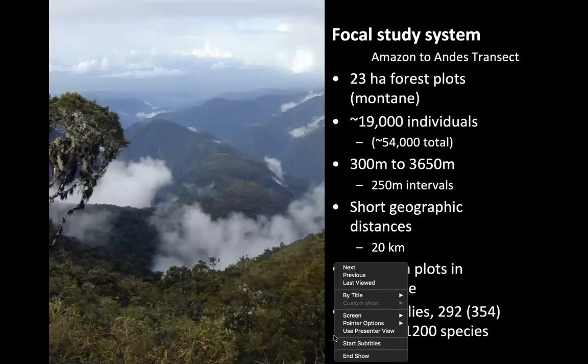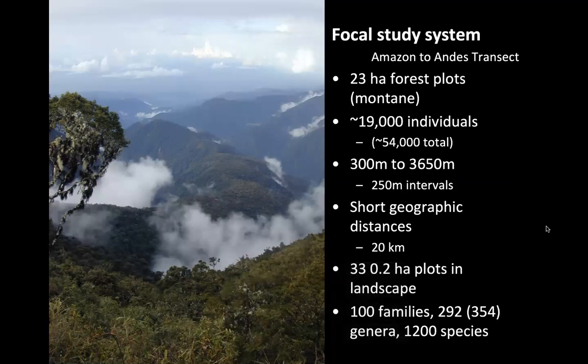So we have a bunch of inventory plots, a bunch of individuals that have now been censused, many of them since 2003. And we set it up so that we would have these plots arrayed at 250-meter elevation intervals. And the nice thing about the entire transect is that it's such a short distance between the plots and elevations that we don't expect there to be dispersal limitations. So we expect to be seeing the effects of climate and plant interactions.